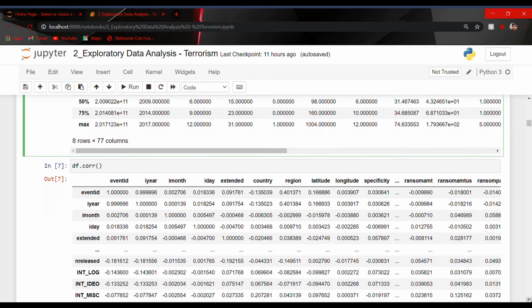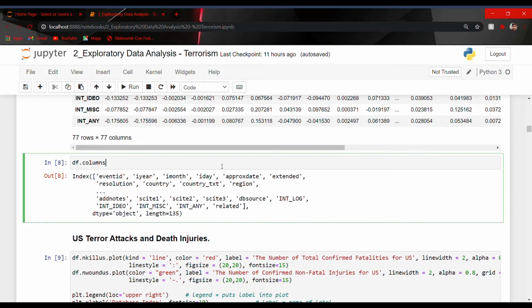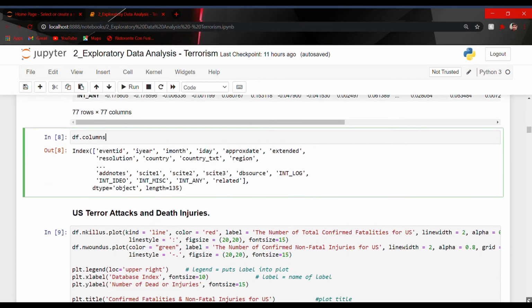Now df.corr, as it suggests, will find the correlation between a particular column and the other columns present in the dataset. That means here even event ID correlation is given with event ID, that is 1, with IA, that is 0.99, and so on. Using df.columns, I've got the list of the columns present in my dataset.